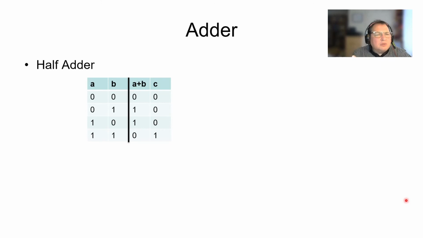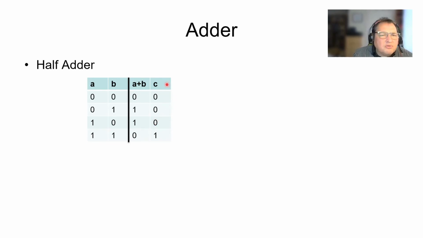But here I propose a truth table for a half adder. A half adder is just a circuit that takes A and B, all possible combinations of A and B, so 0, 0, 0, 1, 1, 0, 1, 1. And now the value of A plus B is 0, 1, 1, 0, depending on the combination of operands.